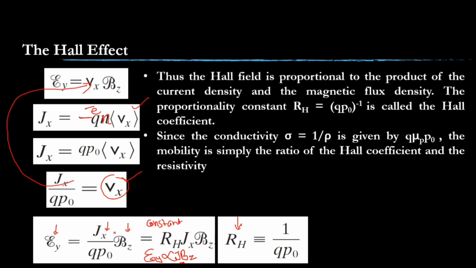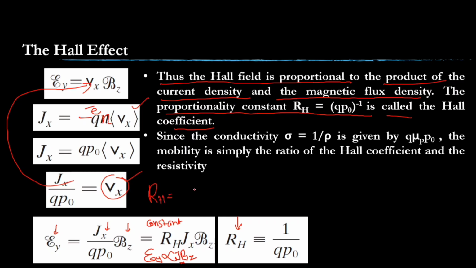See, the Hall field is proportional to the product of current density and the magnetic flux density. The proportionality constant is called the Hall coefficient. So what is the Hall coefficient? RH is equal to (Q P0) inverse.